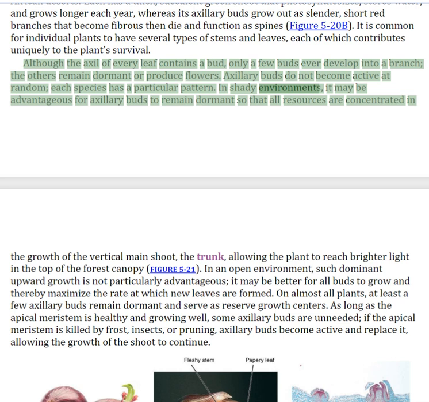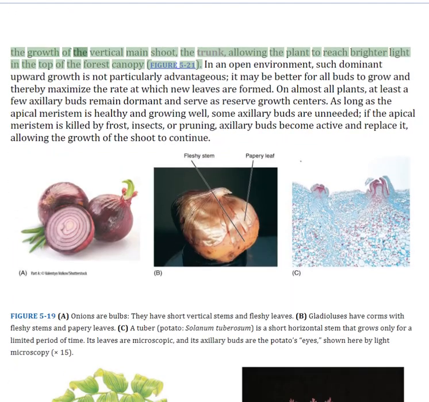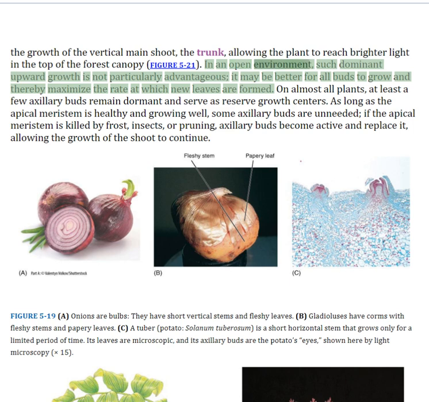In shady environments, it may be advantageous for axillary buds to remain dormant so that all resources are concentrated in the growth of the vertical main shoot, the trunk, allowing the plant to reach brighter light in the top of the forest canopy. In an open environment, such dominant upward growth is not particularly advantageous. It may be better for all buds to grow and thereby maximize the rate at which new leaves are formed.